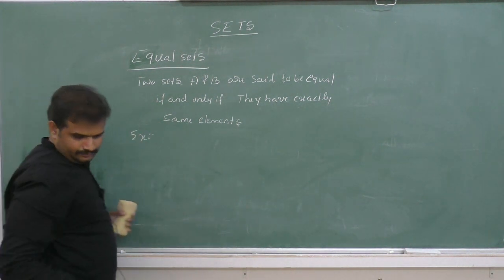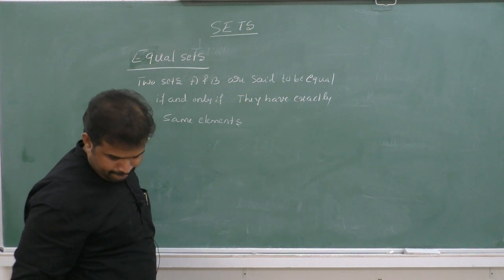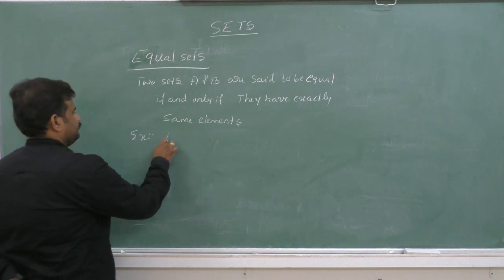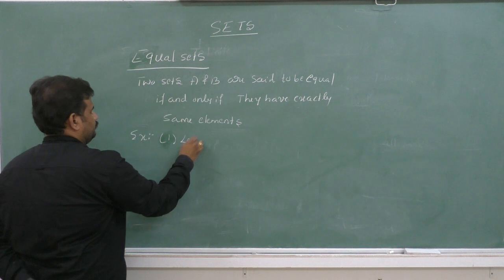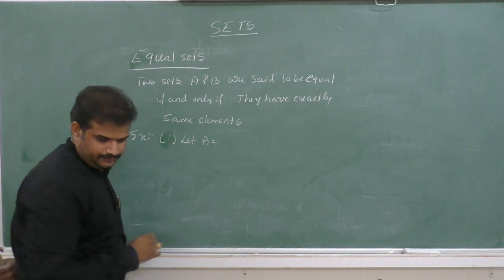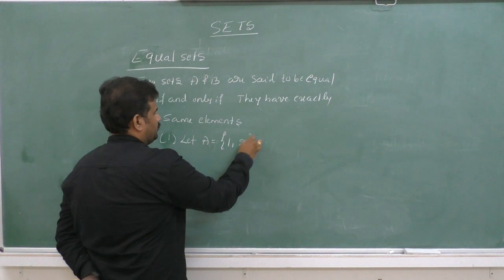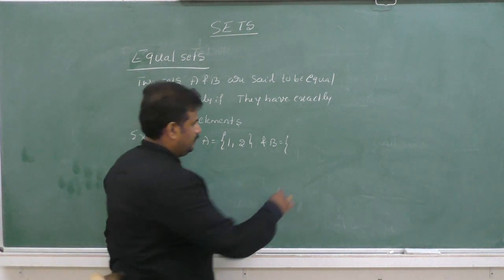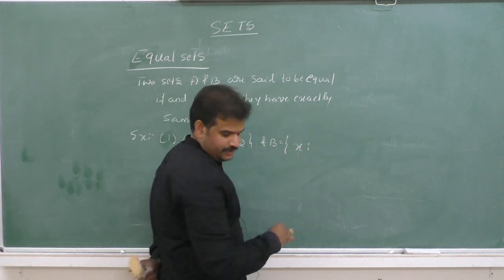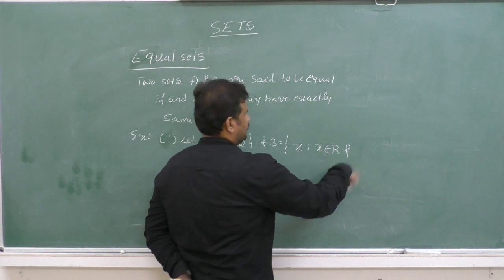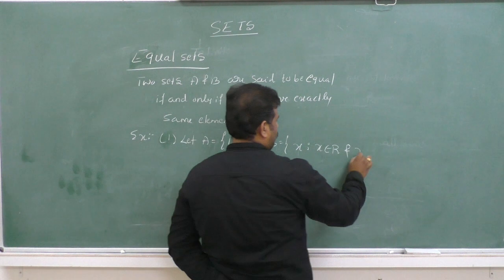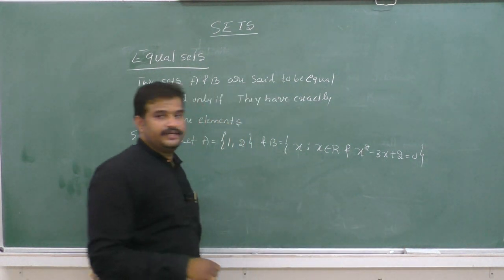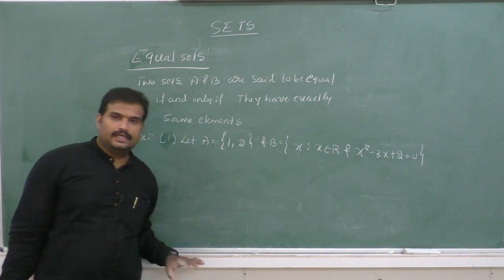Example. Let the first one, let A is equal to {1, 2} and B is equal to, here two sets are given, B is equal to set of all elements x such that x belongs to R, x is a real number and x square minus 3x plus 2 is equal to 0. We have to check whether these two sets are equal or not.